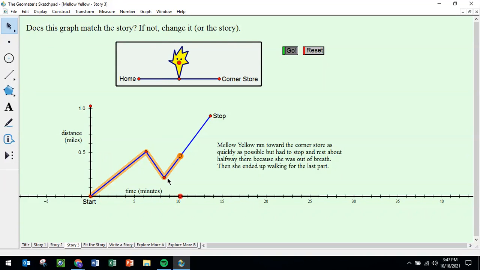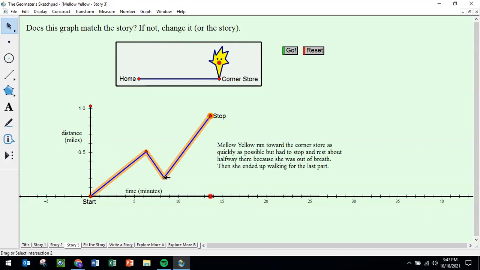So stopping and resting means this is a stopping and resting, right? And then but that's not stopping and resting. This means she's going back. She's moving because the distance is returning to her home. So this is what this means. It's like Mellow Yellow is going back to the home. So that's not correct. So you would either have to say Mellow Yellow had to go back to pick up her hat or something, and then goes back to the corner store.